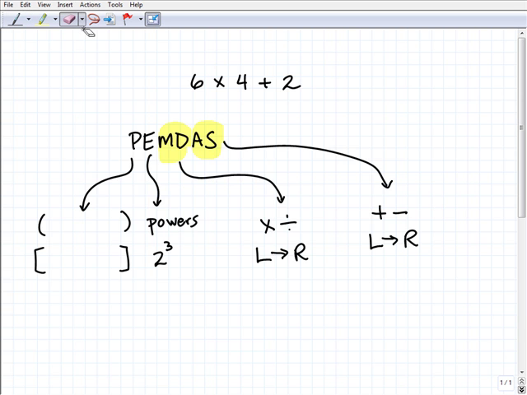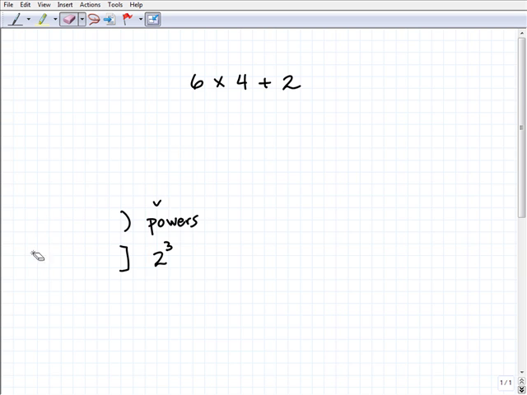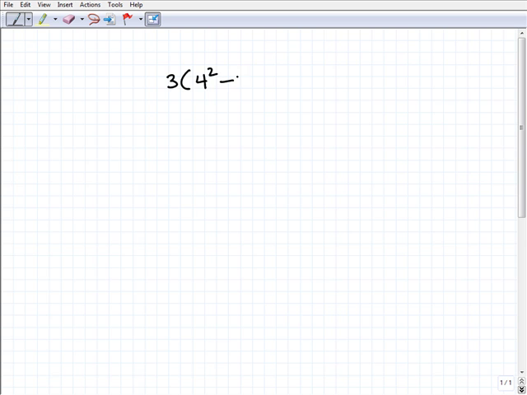So let me go ahead and erase this. Let's do a problem, and maybe if we have time, we'll do another problem. So I'm just going to make something up. Let's see here. What if I had 3 times (4 squared minus 1) plus 9 over 2, for example. All right.